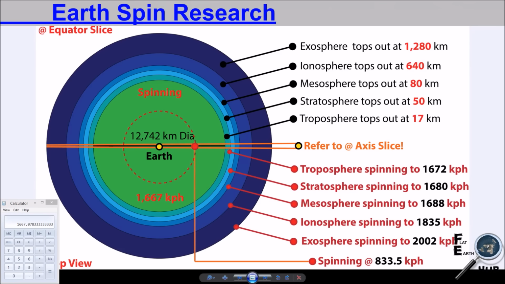Now I went and got the research, so the layers of the atmosphere go up, and we start with the troposphere. It tops out at around 17 kilometers. The stratosphere is next. It tops out at 50 kilometers. The mesosphere tops out at 80 kilometers. The ionosphere tops out at 640 kilometers. And the exosphere tops out at 1280 kilometers.